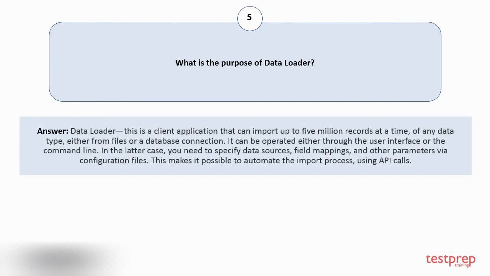Question number 5, what is the purpose of Data Loader? Your answer is: Data Loader is a client application that can import up to 5 million records at a time, of any data type, either from files or a database connection. It can be operated either through the user interface or the command line. In the latter case, you need to specify data sources, field mappings, and other parameters via configuration files. This makes it possible to automate the import process, using API calls.